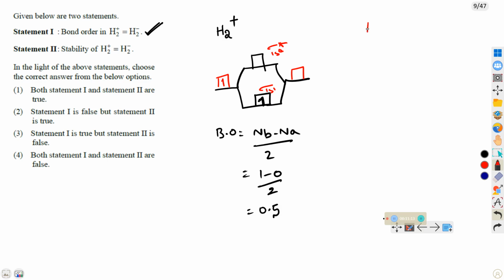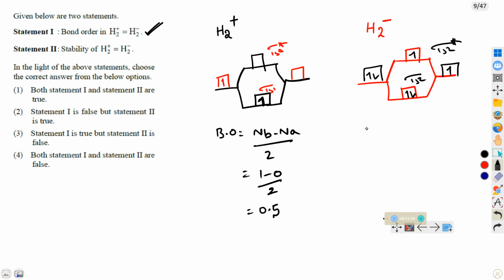Okay. Now H2 minus. Draw the H2 minus MOED diagram. Total number of electrons, 3 electrons are present: 1, 2, 3. Sigma 1s2, sigma star 1s1. Bond order is equal to NB minus NA by 2, that is 2 minus 1 by 2, which is 0.5.